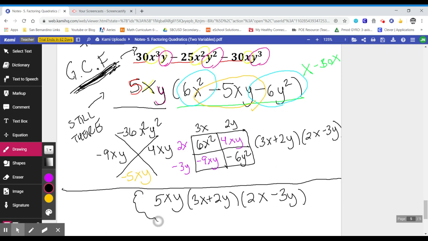So this will be your final answer. If you multiply all these three terms together, you should get the original problem. And now you've used the combination of greatest common factor and factoring using the x and the box.